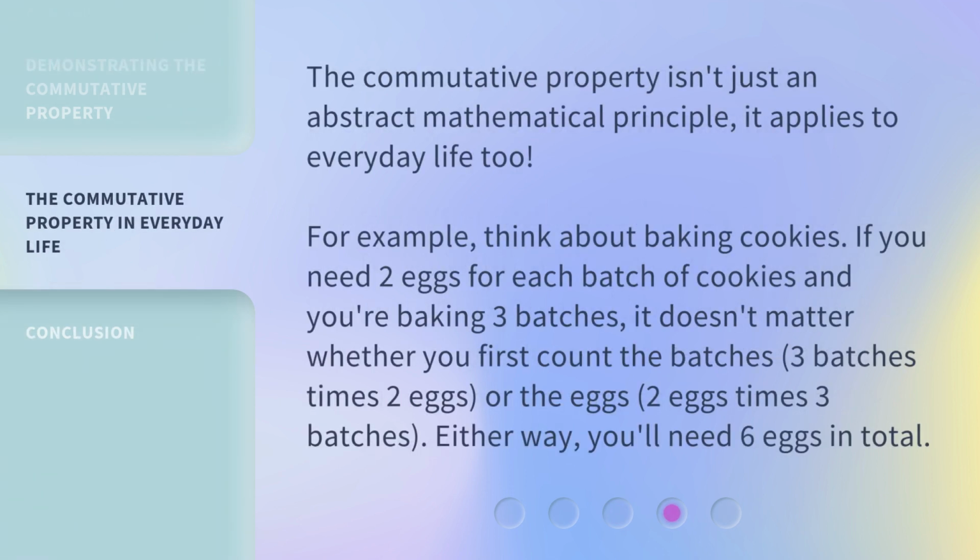The commutative property isn't just an abstract mathematical principle, it applies to everyday life too. For example, think about baking cookies. If you need 2 eggs for each batch of cookies and you're baking 3 batches, it doesn't matter whether you first count the batches, 3 batches times 2 eggs, or the eggs, 2 eggs times 3 batches. Either way, you'll need 6 eggs in total.